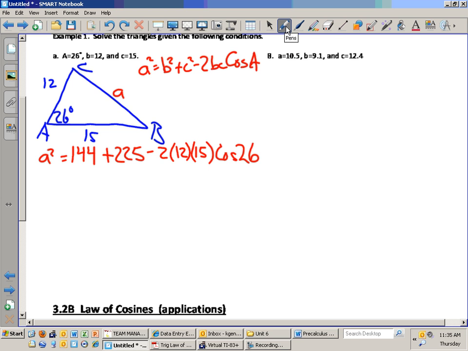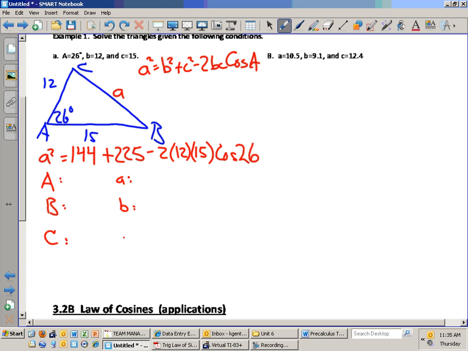So I can start to set up my triangle. A, B, and C. Little a, little b, little c. Angle A is 26 degrees. Side A, 6.74. Side B, 12. Side C, 15.